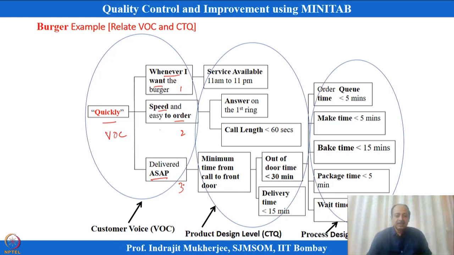When I place the order, it should be delivered as soon as possible, and whenever I want it, I should get it basically. So that is another dimension we can think about when we are talking about voice of the customer, which is "quickly", one of the dimensions of need. Okay. So then, whenever I want it, I can also define a specification.